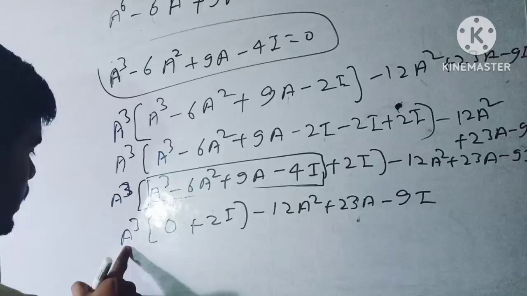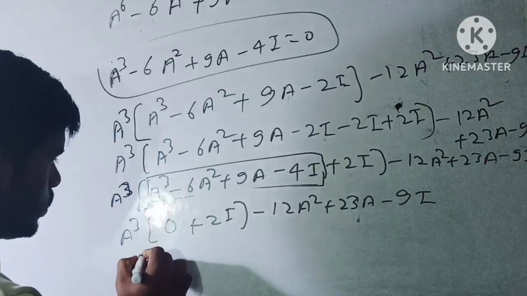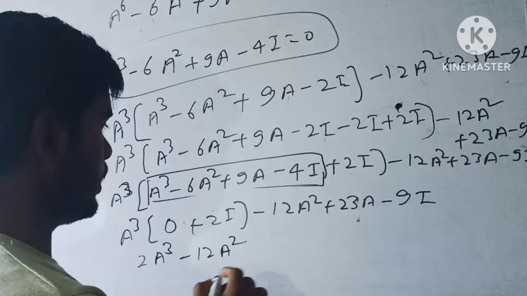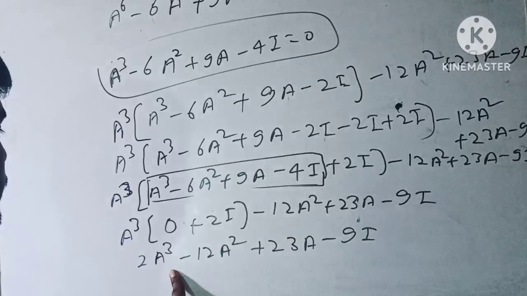So here we will multiply A cube into 2I, sorry, I, not iota, this is the identity matrix. So 2A cube minus 12 A square, and 23 A minus 9I. Now we will make this expression the same as this expression.